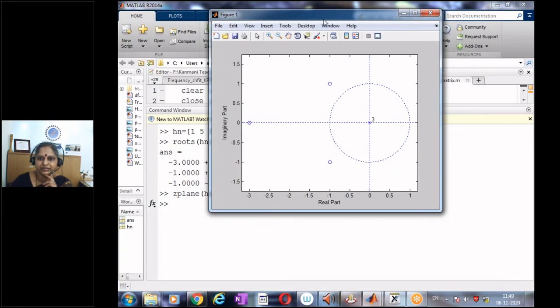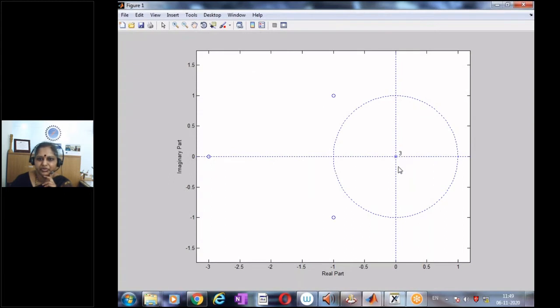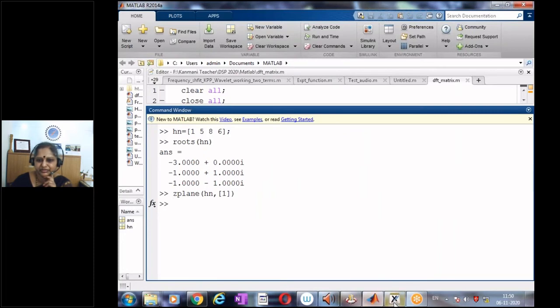Yes, so this is my pole zero plot. We have 3 poles at the origin, 1 pole at -3, 1 pole at -1 -j, and another pole at -1 plus j. So, a 0 at -3, a 0 at -1 -j, and a 0 at -1 plus j, and 3 poles here. So 3 zeros and 3 poles. This is the pole zero plot of the given FIR system.